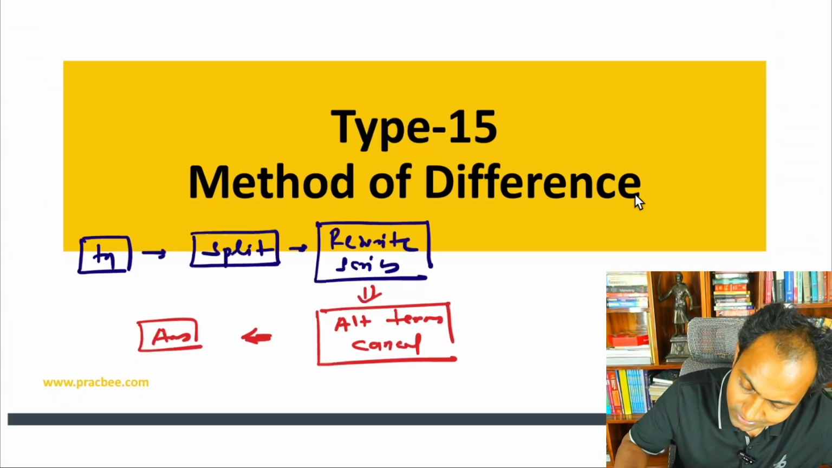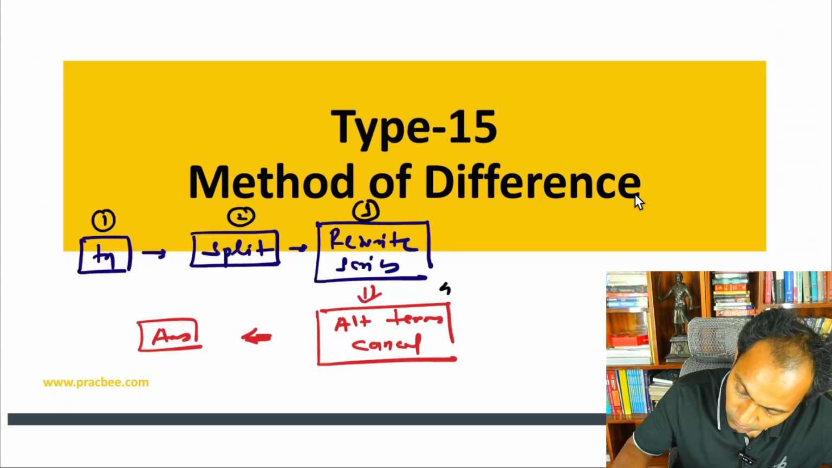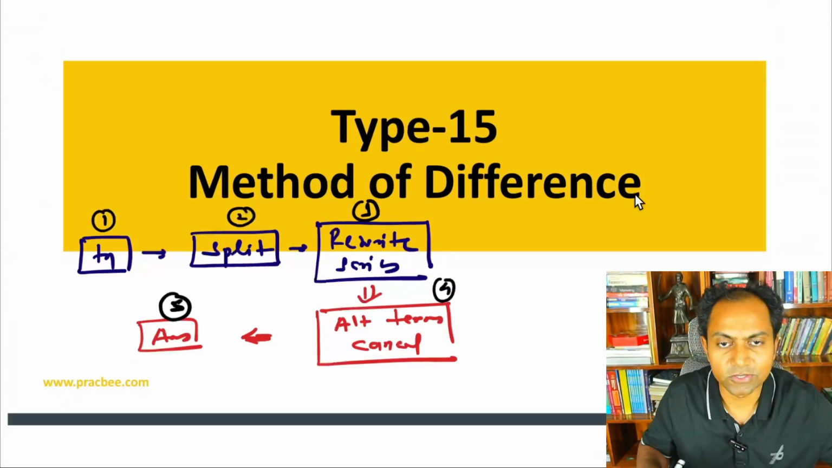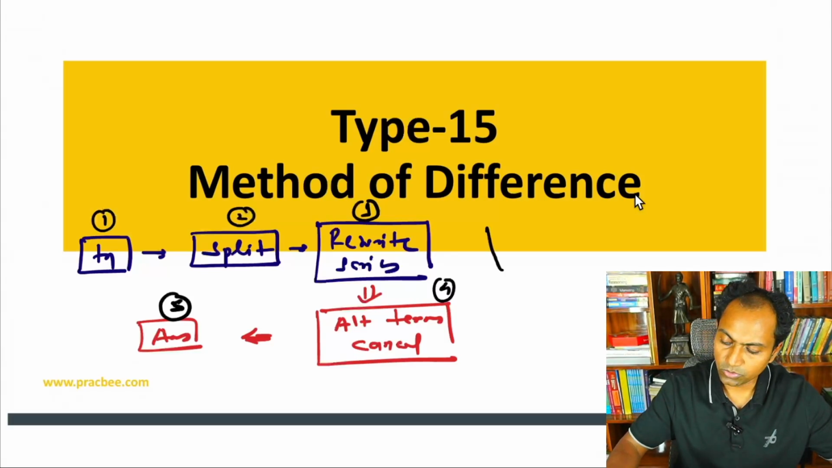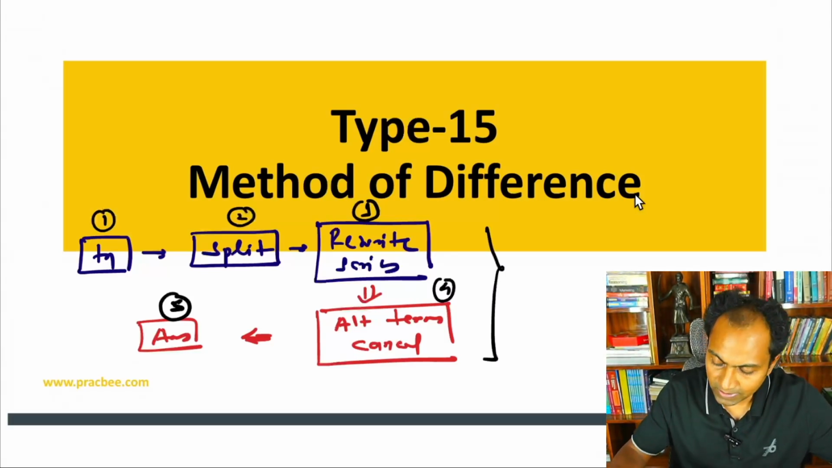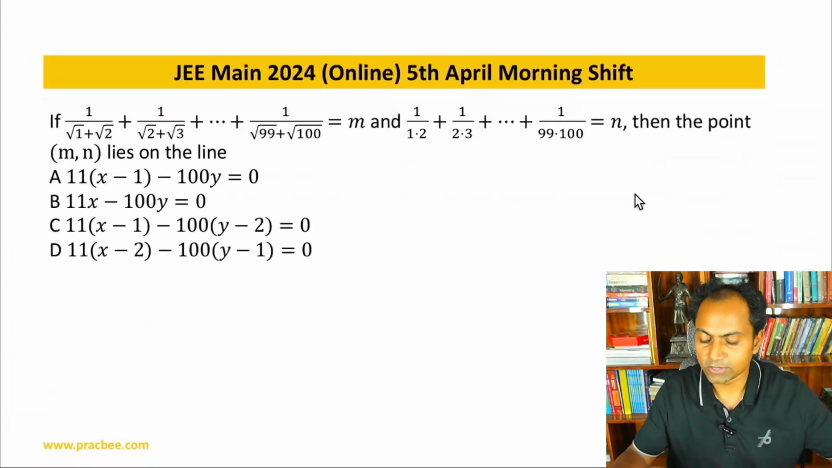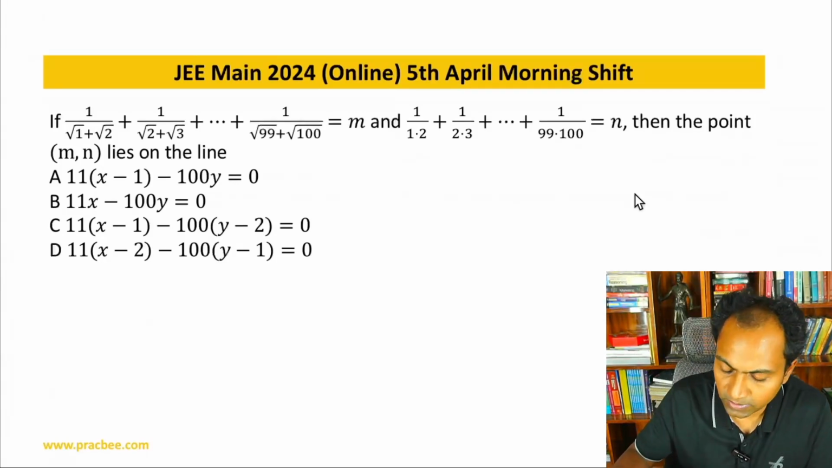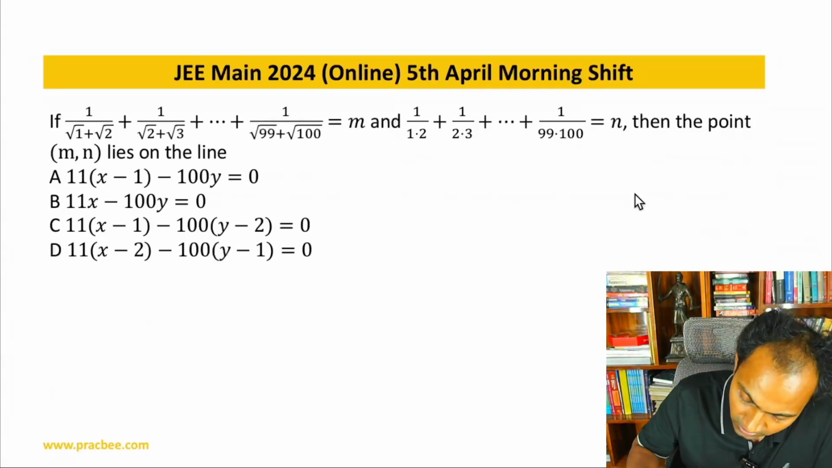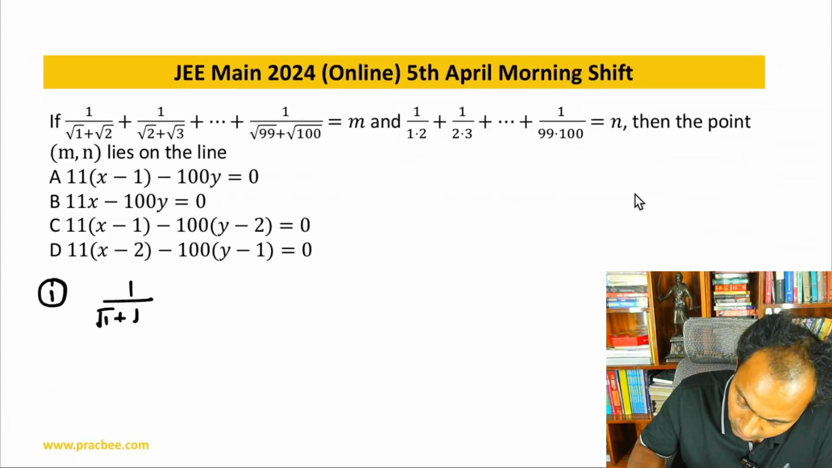So you can clearly see that this process is split into 1, 2, 3, 4 and 5 steps. If you apply these 5 steps in all such questions, you are going to get the answer. Now let us start with a simple question that was asked in 2024. Question says that you have been given 2 different series. Now if I take the series 1, what we have got is 1 upon root 1 plus root 2. Root 2 plus root 3.